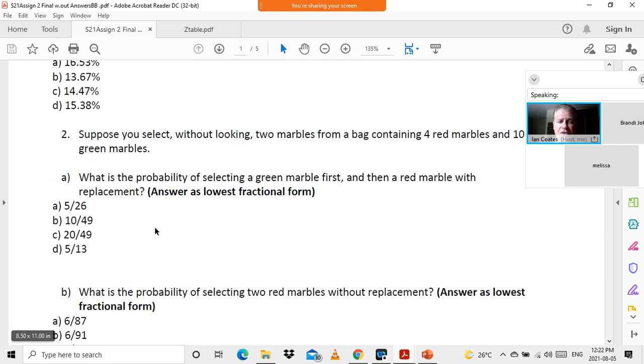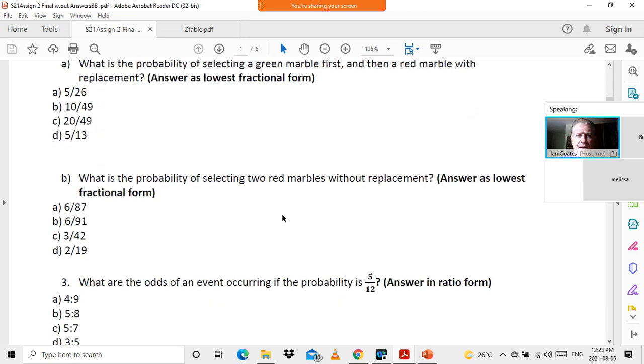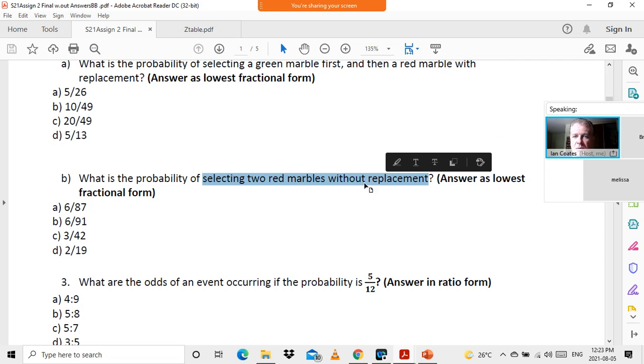Question 2 is only about marbles. Suppose you select without looking 2 marbles from a bag containing 4 red marbles and I think 10 green marbles. What is the probability of selecting a green marble first and then a red marble with replacement? There are keywords all through these: or, and, then. You've got to pick them out. And the answer is the lowest fraction. So 2A and 2B have to do with marbles.